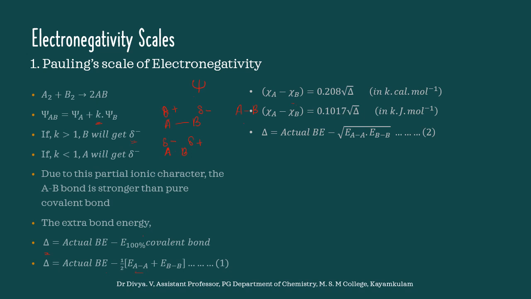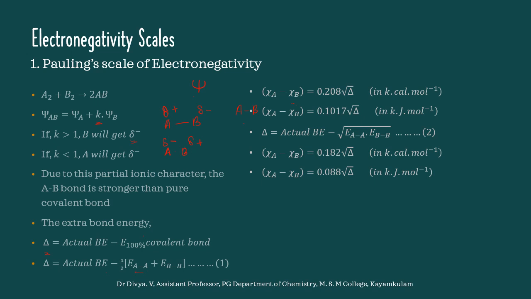ആദ്യം എടുത്തത് arithmetic mean ആയിട്ട് എടുത്തു. Then he took the geometric mean of the covalent energies. Now the equation becomes actual delta, that is extra bond energy, is equal to actual bond energy minus square root of EA into EBB. Now the difference in electronegativity is equal to 0.182 square root of delta in kilocalories per mole, and in terms of SI units it is equal to 0.088 into the root of delta.